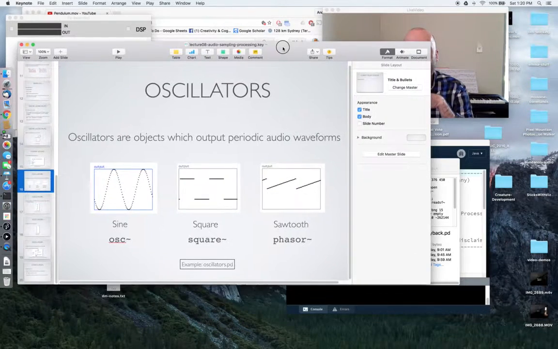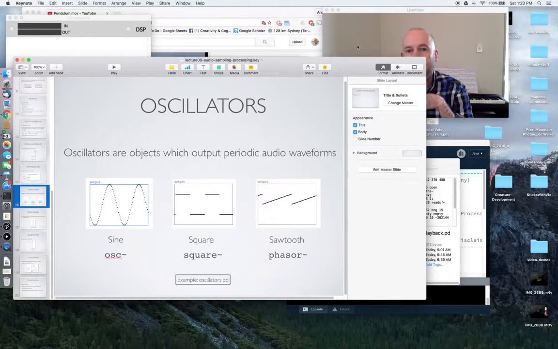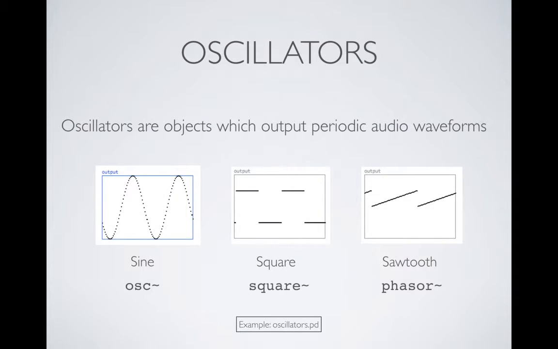Okay, so next week we're going to look at manipulating audio that we've recorded ourselves. But to start our play with audio and Pure Data, we're going to look at oscillators. Oscillators are kind of building block audio objects which output periodic audio waveforms that have a regular pattern that repeats over time. For example, you have a sine wave oscillator.